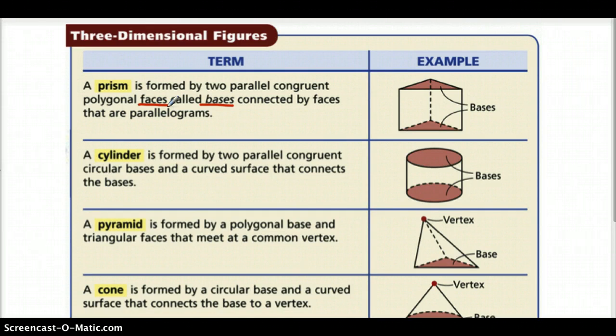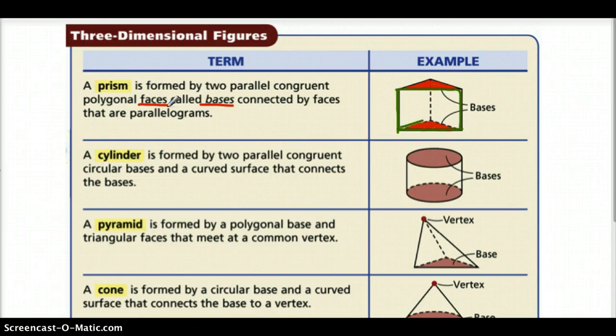If you look over at this particular figure, you can see that the bases are in red. These parallel, congruent polygons that we call the bases, I'm just going to outline them more in red. These bases are connected by these parallelograms. Here's one of the parallelograms that connects the bases.